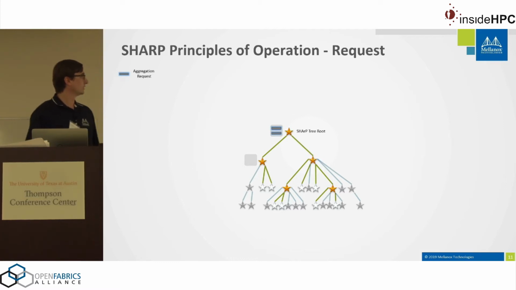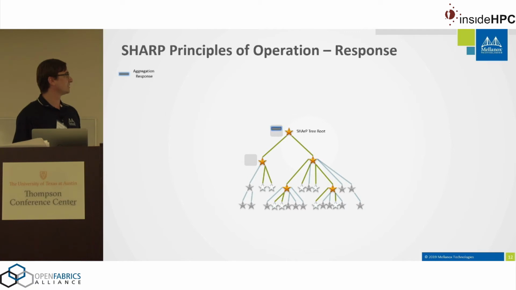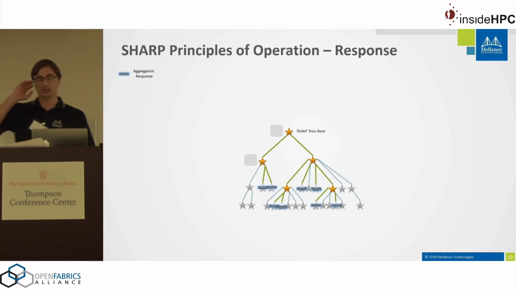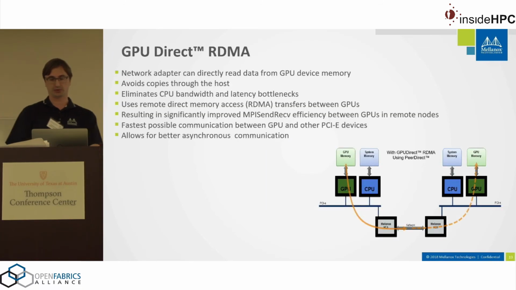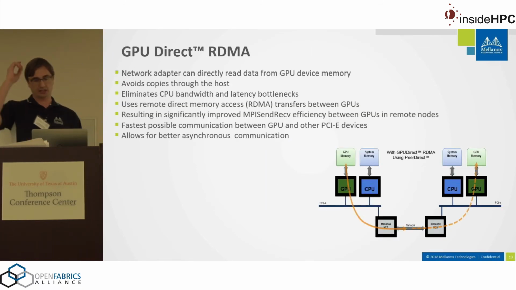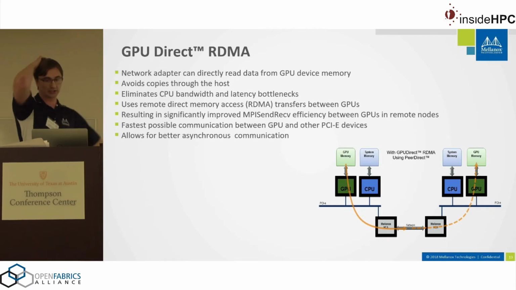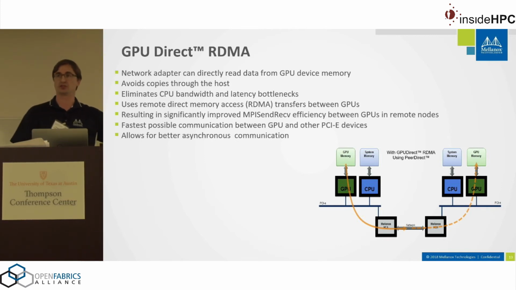All right. And once the data has been aggregated, it sends a response back down the tree, and it's sent to all the nodes. So it truly is, you send the data onto the network, it computes it, and then you get it back. So another key technology to accelerate HPC and deep learning frameworks is GPUDirect, which allows Mellanox network adapters to read the data directly from the GPU device memory.